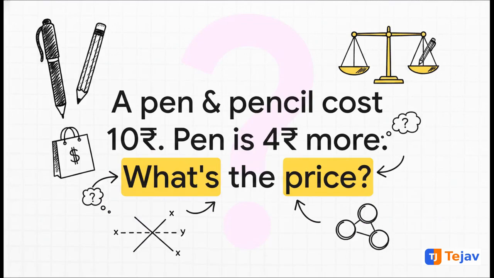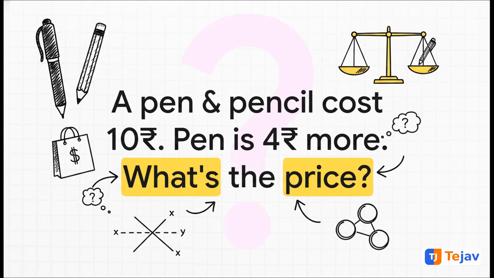Imagine you go to a shop and buy a pen and a pencil. Together, they cost you 10 rupees, and you know that the pen costs 4 rupees more than the pencil. So, what's the price of each one? You could try to guess, right? But that can get kind of tricky. Let's see how math can give us the exact answer.